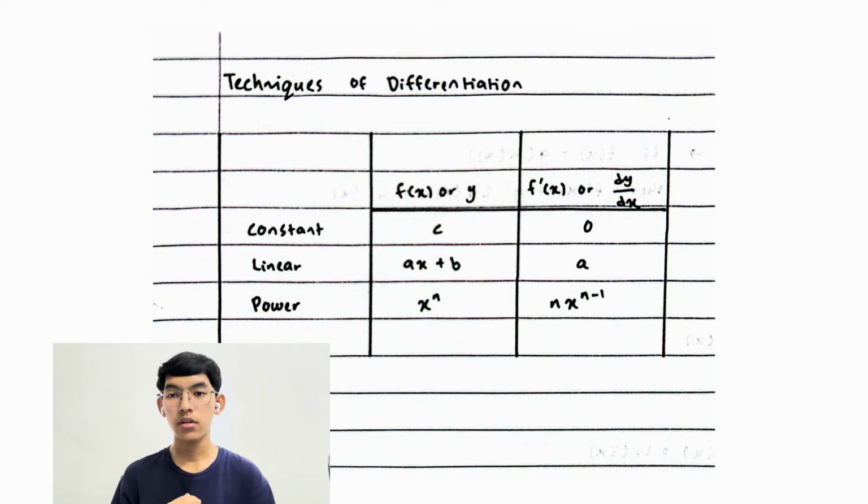So now let's move to the power. Power, we can see x to the power of n. When we differentiate, that becomes nx to the power of n minus 1. Here we see the power is brought up front and multiplied with x. The power is also subtracted by 1 as we see.